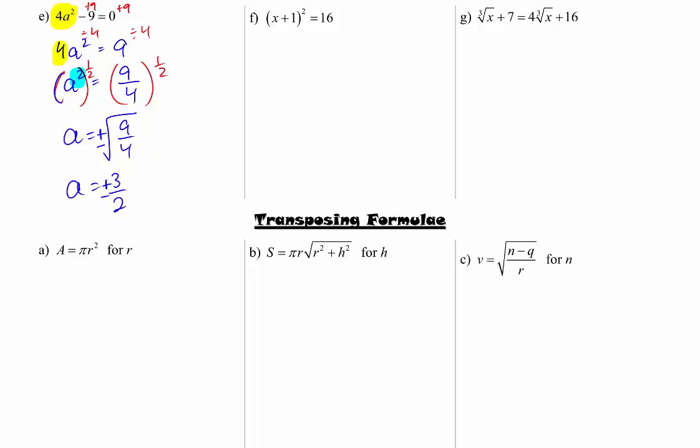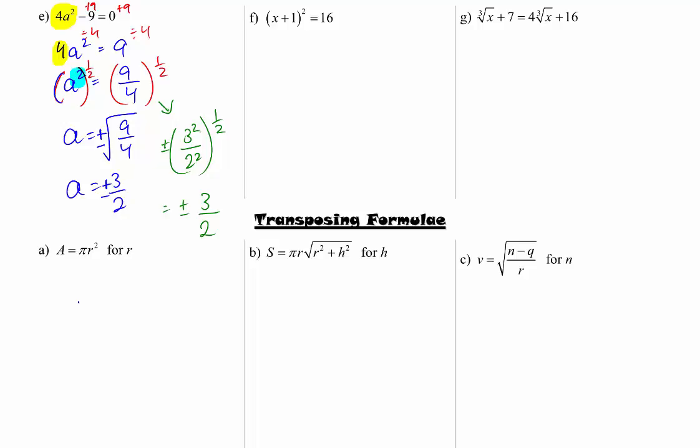My other approach might have been, from here, 9 is 3 squared, 4 is 2 squared. That's both to the power of a half. Again, it's positive or negative. 2 times a half, that's 1. So I'm left with 3 over 2. So either way works.